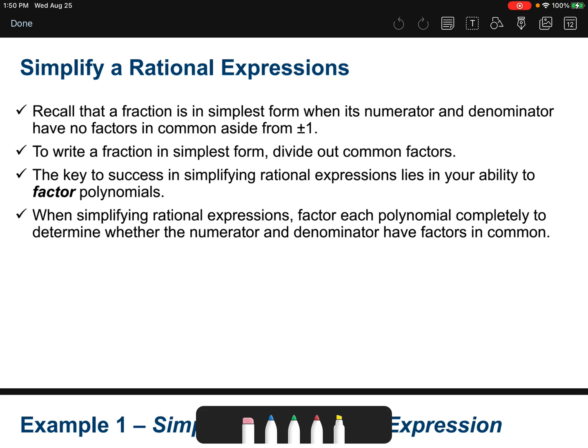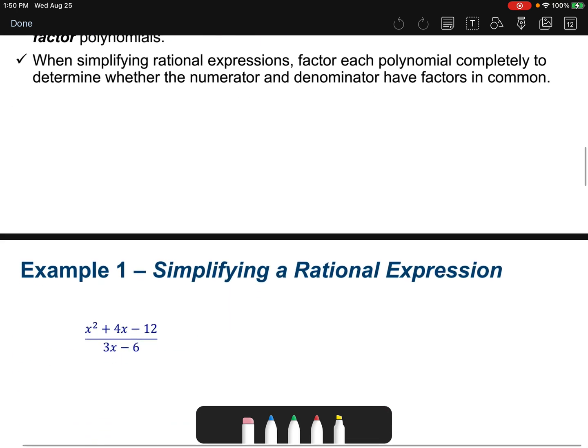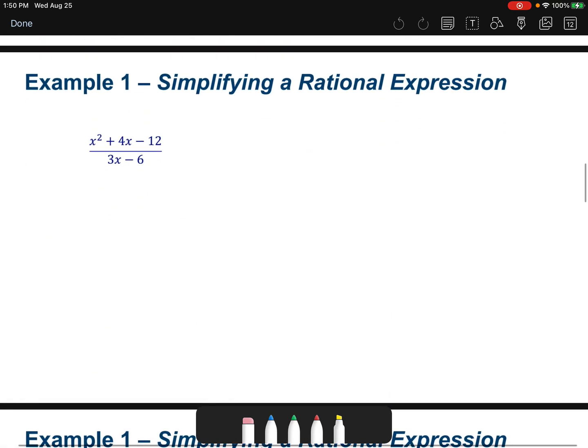We have to divide out common factors. We may have to factor polynomials, so the key to success in simplifying rational expressions is to be able to factor the numerator and denominator. And then we also have to make sure that we factor it completely to simplify.